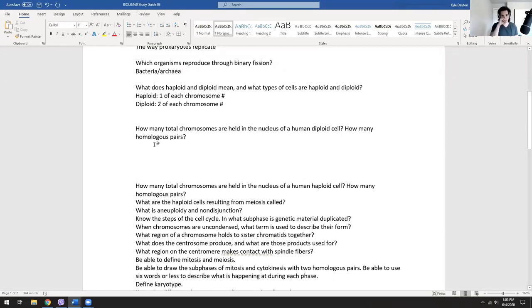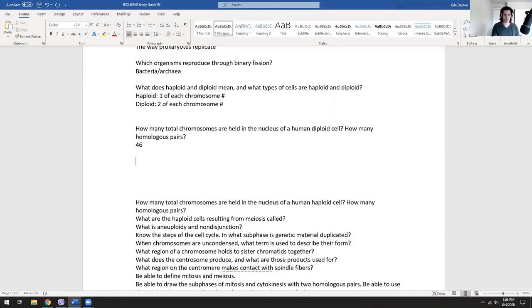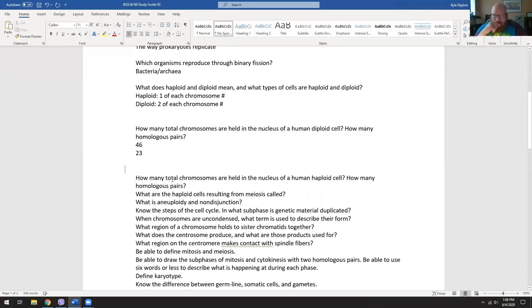How many total chromosomes are held in the nucleus of a human diploid cell? So in a human diploid cell, how many total chromosomes do we have? 46? Would you agree that's 46? And so that would mean, because we are diploid organisms, we're going to have how many homologous pairs? 23 homologous pairs. All right.